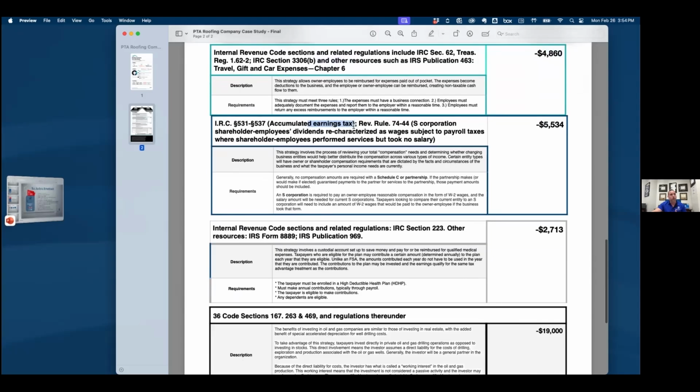The plan here was overpaying themselves compensation. Again, just $25,000 higher than what your reasonable compensation wage should be. It saved them $5,500 in tax savings, reducing their salaries to the appropriate level based on their state, city, zip code, and industry that they're in.